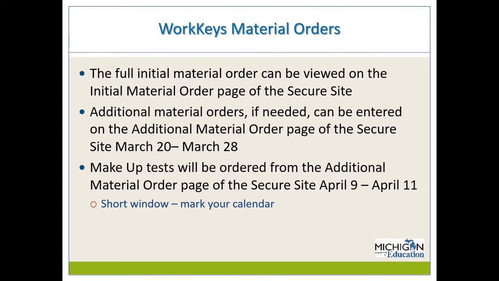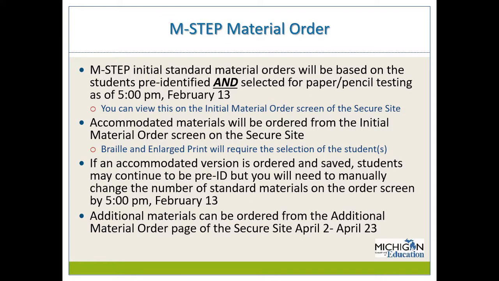The M-STEP initial material will be based on the students that are pre-identified by 5 p.m. on February 13th and that are marked as paper and pencil testing. Remember on slide 21, I showed you how to mark an M-STEP student as taking the paper and pencil test rather than online. You can order accommodated versions of the test from the initial material order page on the secure site. Please note that if you are ordering Braille or large print, you will be required to select the student that will be using the Braille or large print at that time.